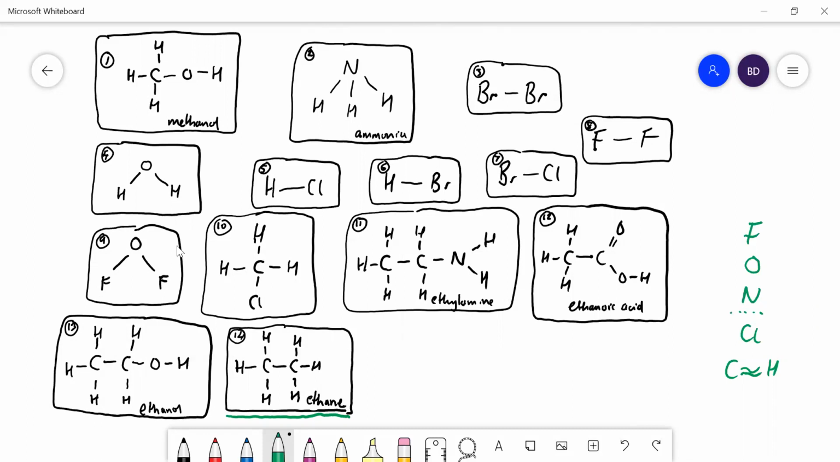So pause the video now. I'll do the first one, and then you can pause it. So carbon here, I say oxygen is the most electronegative, so that's going to be delta minus.